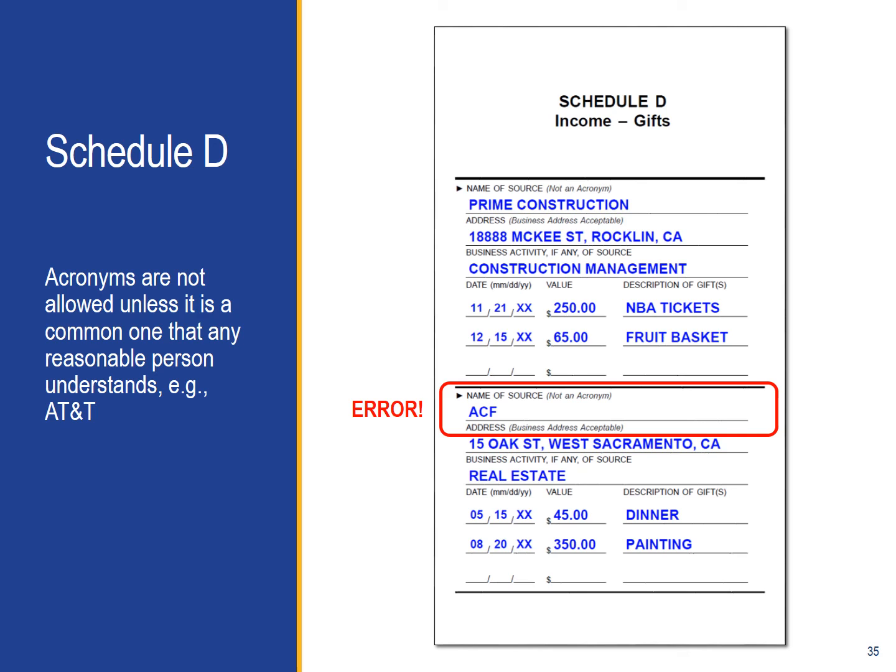While other economic interests are only required to be disclosed if they are located in or doing business in the filer's jurisdiction, there are no jurisdictional boundaries for gifts.